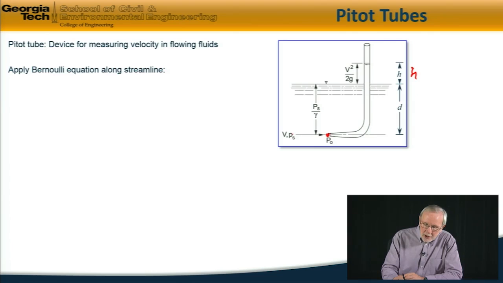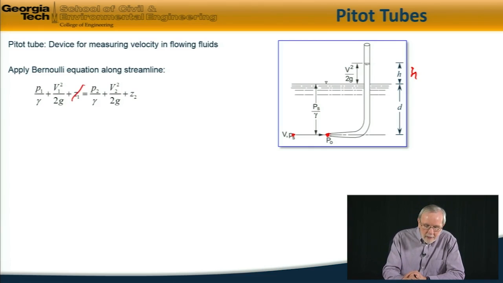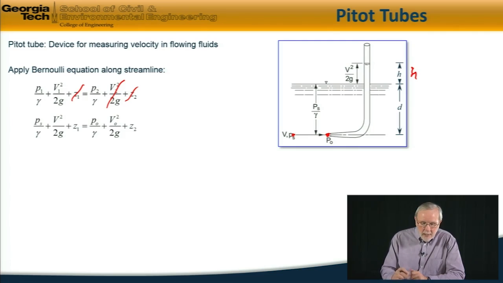To analyze this situation, we apply the Bernoulli equation between some point upstream here and the stagnation point at the tip of the Pitot tube, and the Bernoulli equation is here. And this, of course, we can simplify right away, that if we assume that this streamline is horizontal, then the elevations z1 and z2 are the same, so they cancel out. The velocity at the stagnation point here, P0, is 0, so the velocity there goes out. And using the notation that they use in the reference handbook, we have this equation.